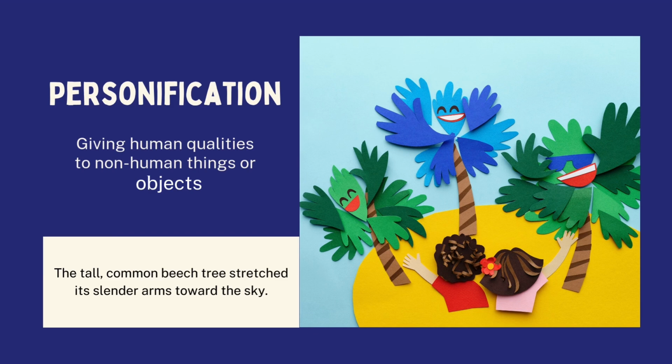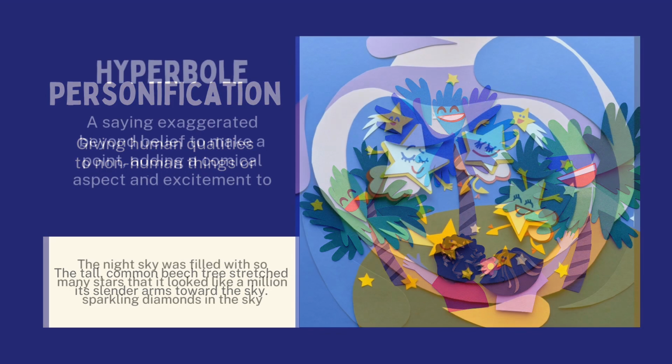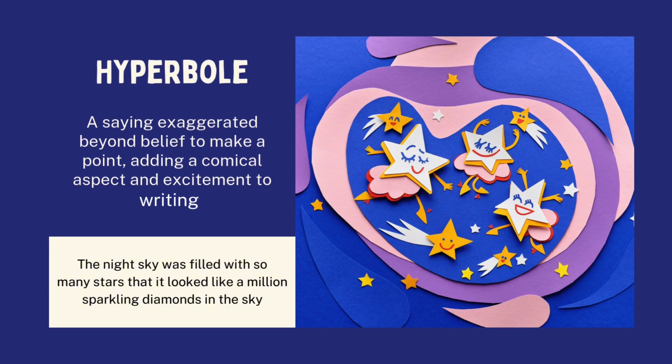Next, we have good old personification. Personification gives human-like qualities to non-human objects. So, for example, we have the tall common beech tree stretched its slender arms towards the sky. Now, we all know that trees don't have arms. So this is what personification does. It gives human-like qualities to things that aren't human. Or we can say, the leaves dance in the wind. Leaves don't have legs to dance. So that's personification.